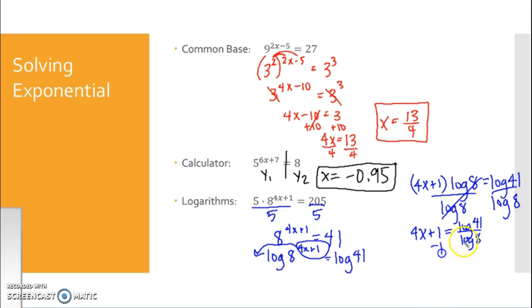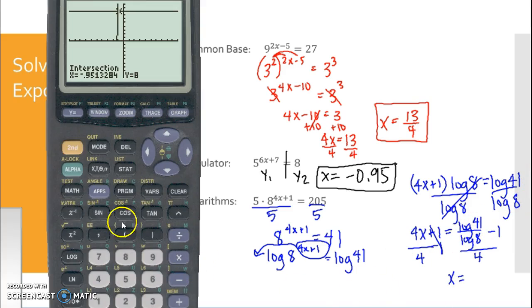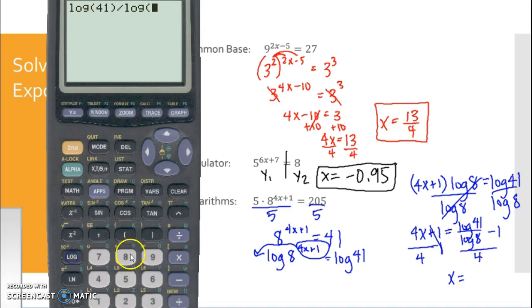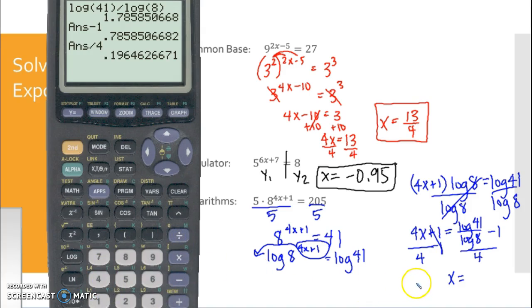So to get x by itself, I'm going to start by subtracting 1, and then I'm going to divide everything by 4. So that's a lot of steps. We're just going to do them one by one in the calculator. So to start with, I'm going to do log 41 divided by log of 8. The log button's next to 7. So log 41, close your parentheses, divided by log of 8. So I get my answer, this long decimal. I'm just going to leave it there and subtract 1. Then I'm going to leave it there and divide by 4. So I get 0.196.